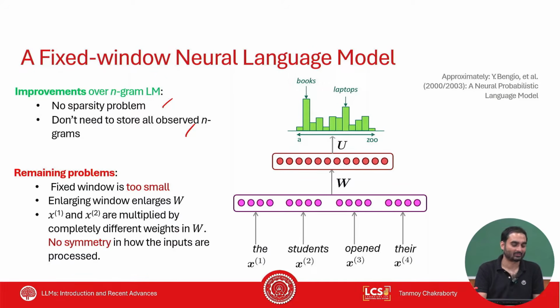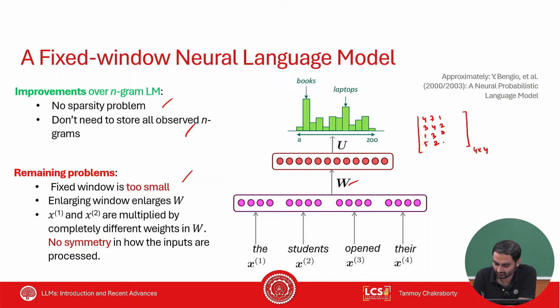The problem that I mentioned, the first problem, is that you need to decide the size of the window. With the increasing window size, W will increase. The third problem is more subtle. Let us discuss the third problem. Let's say you have this W matrix, which is a 4 cross 4 matrix: 4 3 1 5, 7 4 3 2, 1 2 7 5, 1 1 2 5. This is the W matrix.